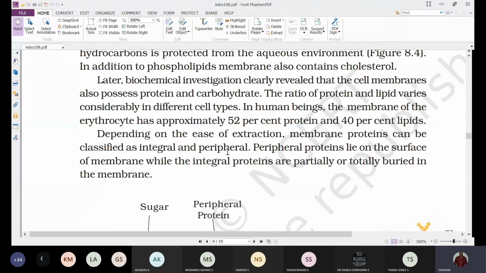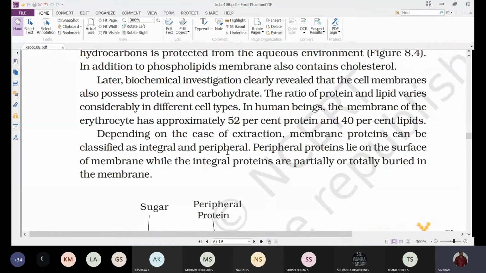the membrane proteins present in the cell membrane are classified into two types: integral proteins and peripheral proteins. What are these integral and peripheral proteins? Peripheral proteins lie on the surface of the membrane, while integral proteins are partially or totally buried in the membrane.